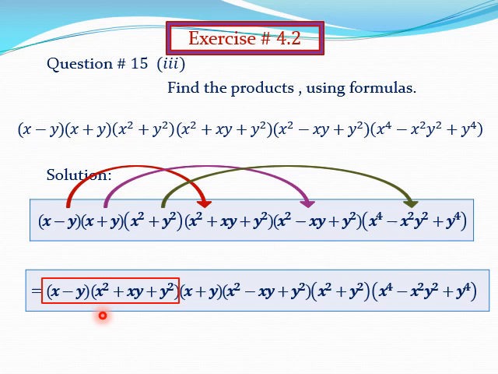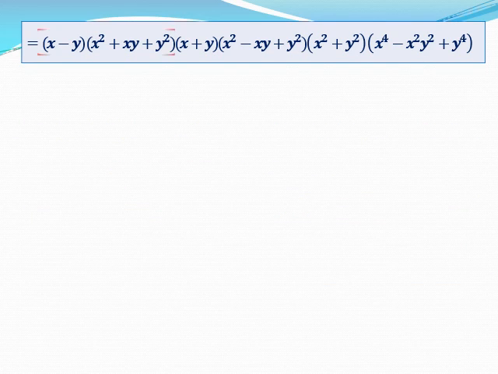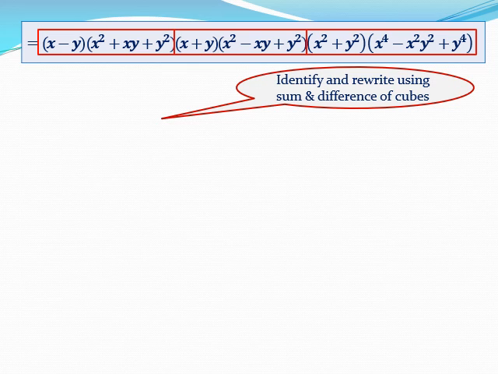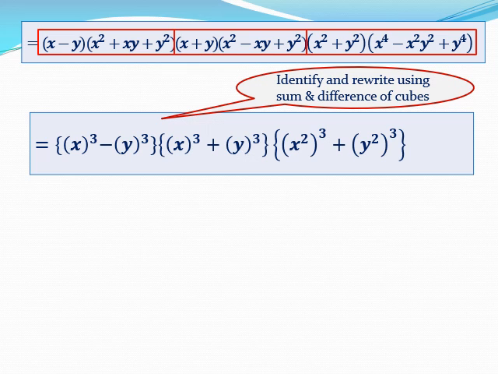This is our first group. I rewrite it: x − y times x² + xy + y², and x + y times x² − xy + y², and x² + y² with x⁴ − x²y² + y⁴. Here the main technique is just how you can regroup them. These are the three groups. Identify and rewrite using sum and difference of cubes.